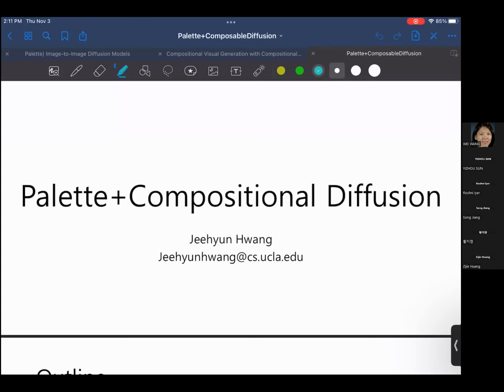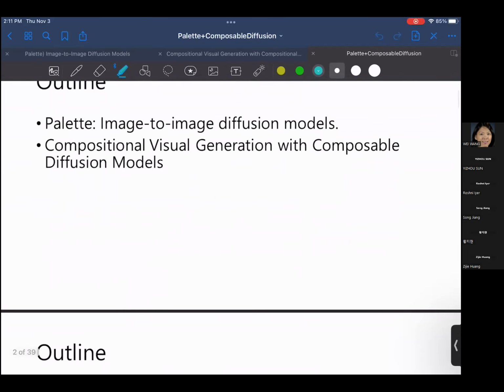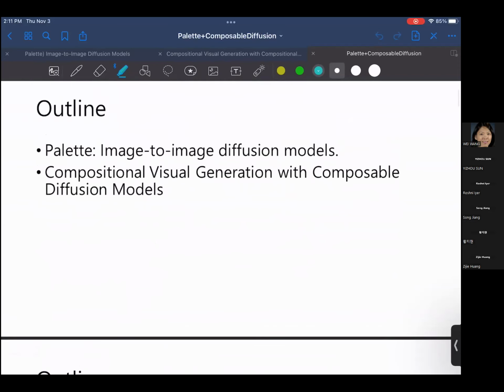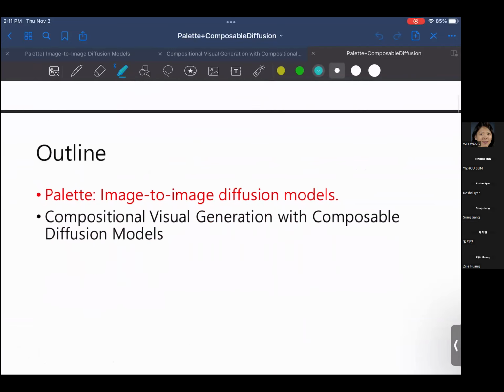So today I'll be talking about Palette and compositional diffusion, which is going to be constituted by two papers. Palette is an image-to-image translation model using diffusion models. And the second paper is going to be compositional visual generation, which uses a compositional text-based generation model. And the outline is, first I'm going to be talking about Palette.